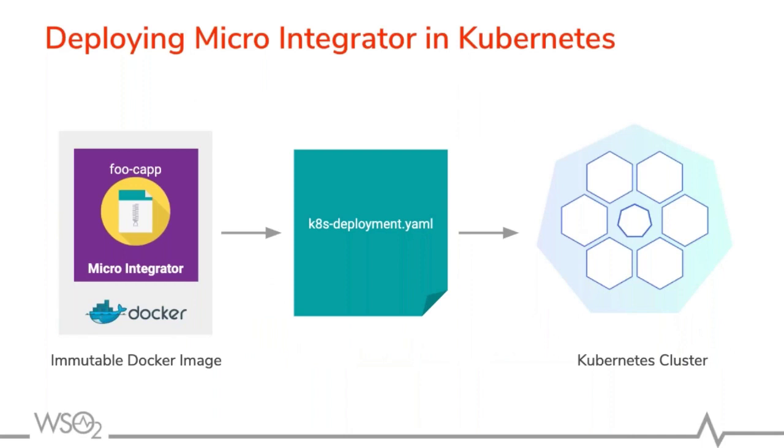Another thing is that we now have a concept called immutable Docker image. It's very easy to deploy the integration solutions that you have developed targeting the micro integrator into a Kubernetes cluster. What you have to do is write a Kubernetes deployment YAML with all the deployment details that you want to be there in the Kubernetes cluster.